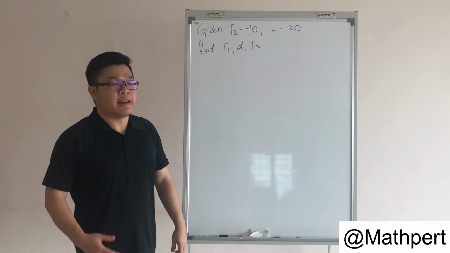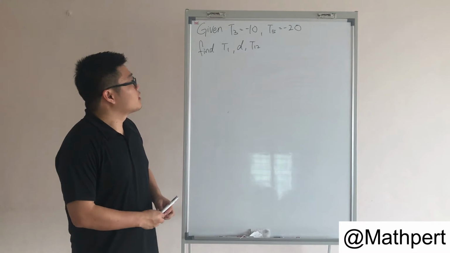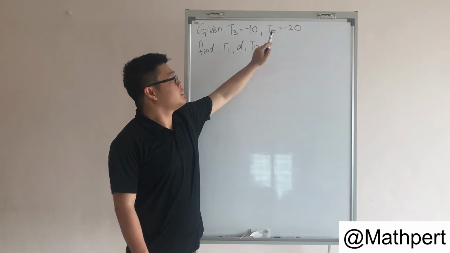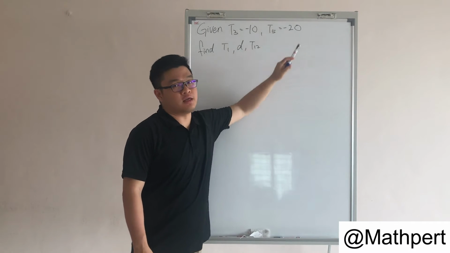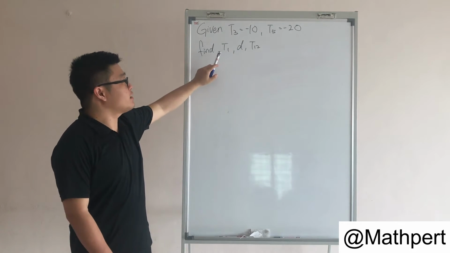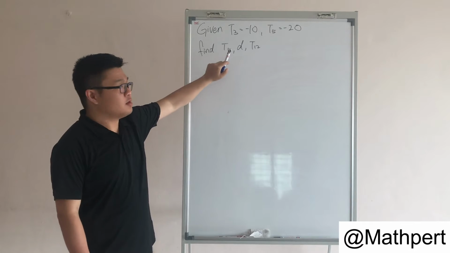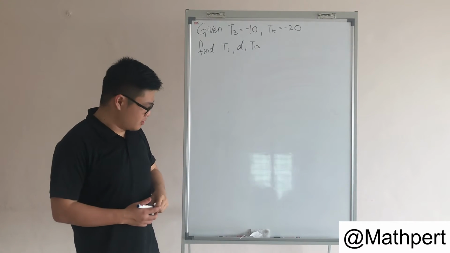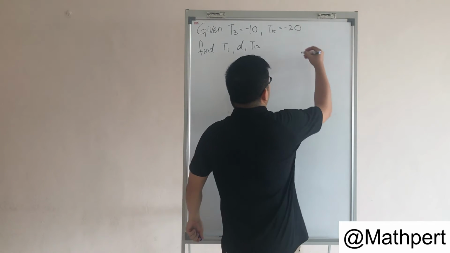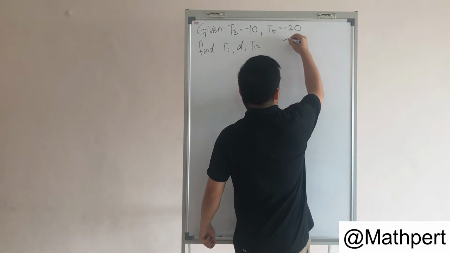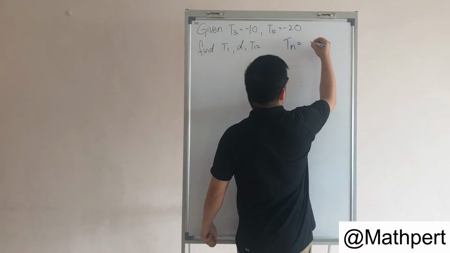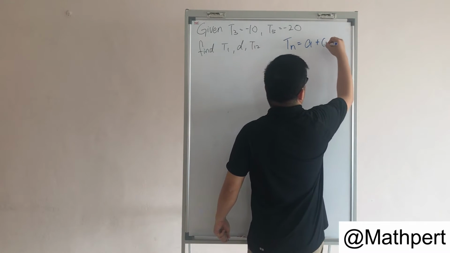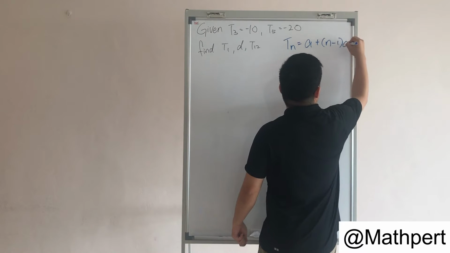Okay, let's take a look at another example. Given by the questions, T3 is equal to negative 10. T5 is equal to negative 20. Then we are asked to find T1, the first term, d, the common difference, and the 12th term. First, let us write the Tn term formula. Tn is equal to a plus (n minus 1) multiplied by d.